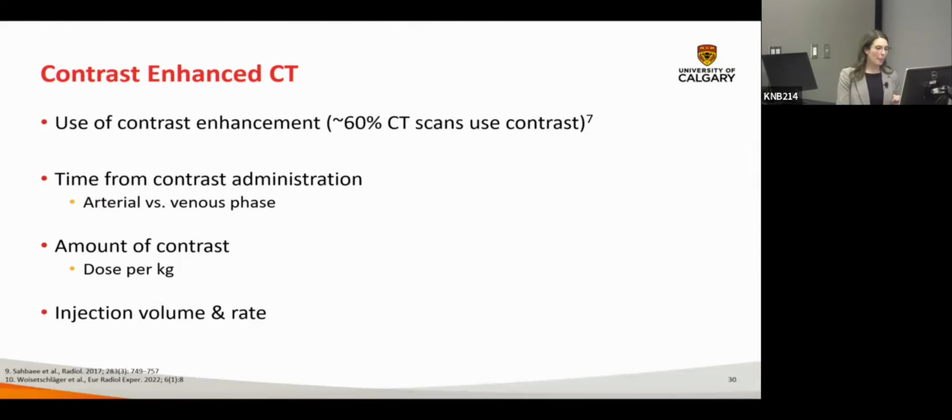They're pretty common. So some factors that can influence the BMD measures when we're thinking in terms of contrast: the time from contrast administration, so whether you're in the arterial or venous phase, as well as the amount of contrast, so the dose that's actually being administered. And this can also change with the injection volume and the rate. You can have a very quick bolus injection, or you can have a very long drawn out injection as well. This is some of the information we've received from the radiologist, because we don't always get that information in the metadata from our CT scans.